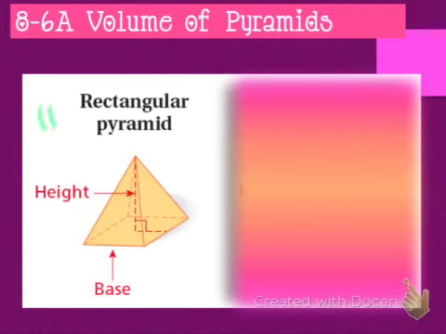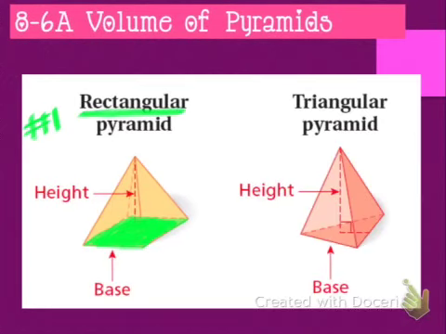The first type is called a rectangular pyramid, and the reason that it's called a rectangular pyramid is because the base of the pyramid is a rectangle, or it could be a square too, but most important is that it is this rectangular base. The second kind of pyramid that we're going to be seeing are triangular pyramids, and the difference between a rectangular and a triangular pyramid is that the base of a triangular pyramid is going to be a triangle.